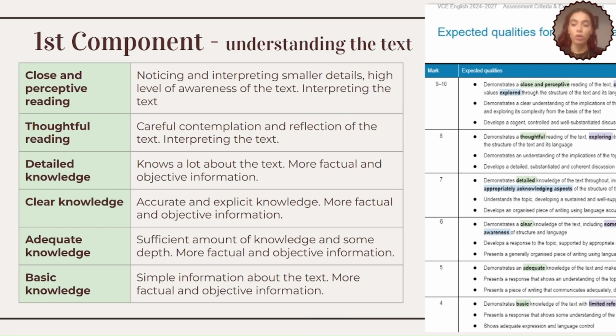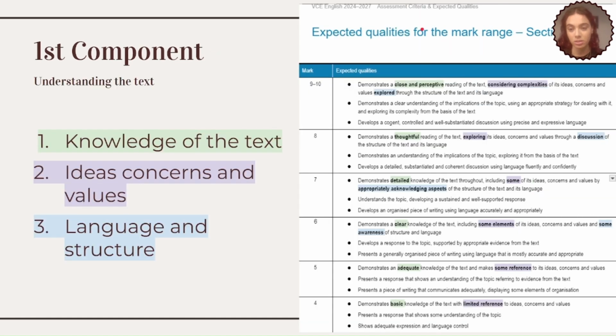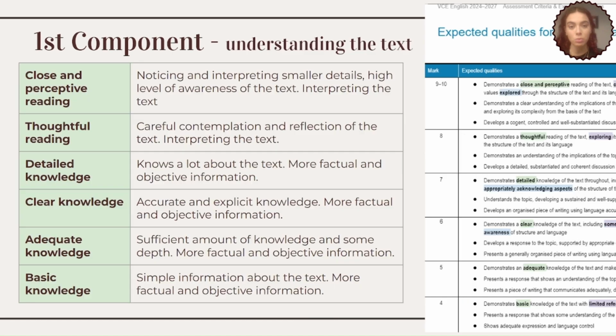Let's go through. These are the descriptors, okay? The things I've highlighted: close and perceptive reading, thoughtful reading, detailed knowledge, clear knowledge. That's what we're going to look at here, all right? I've gone through and tried to expand on what the differences are, because I've had a lot of students saying, I know what these words mean, but what does the actual difference of these words look like on paper? We haven't gone that far to the paper, but hopefully these elaborations can help you understand why there is even a difference.